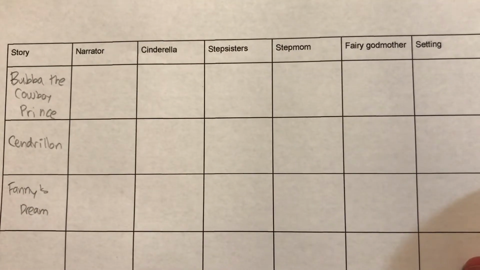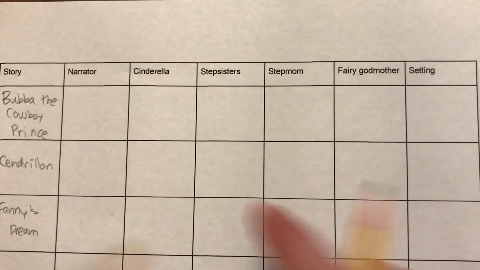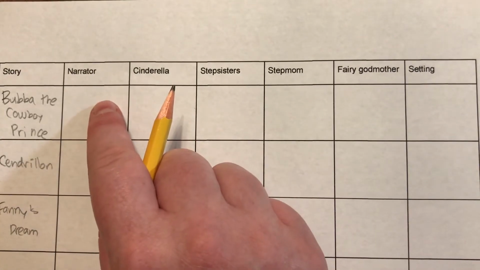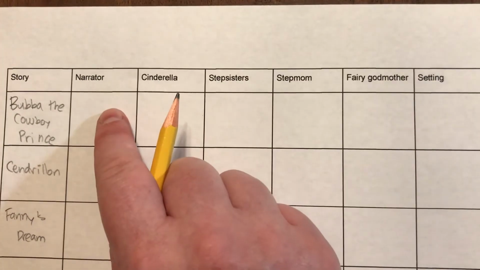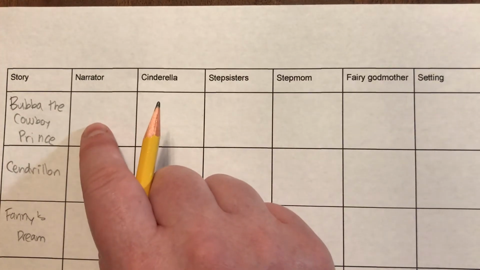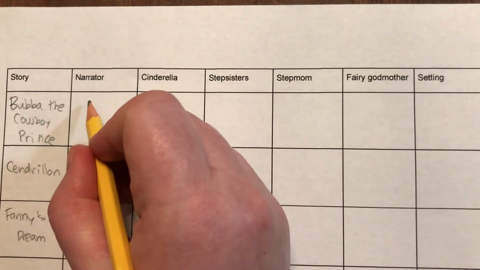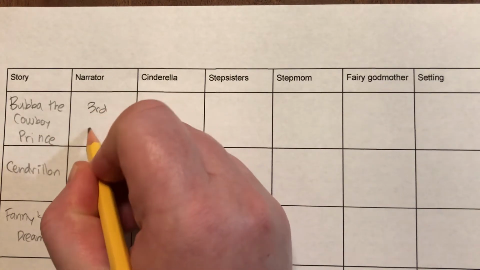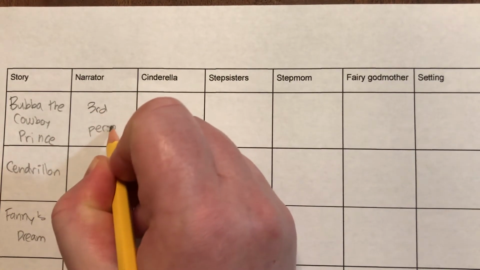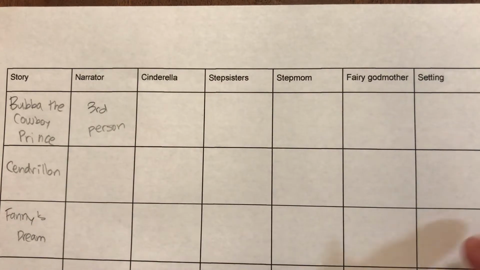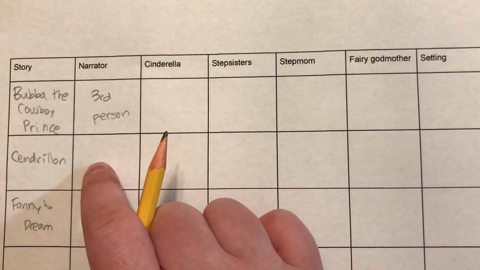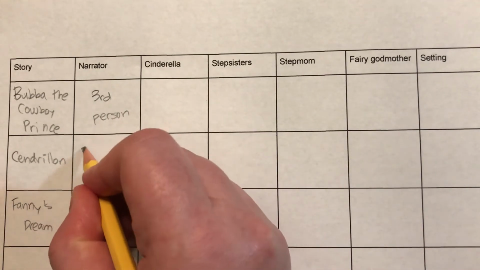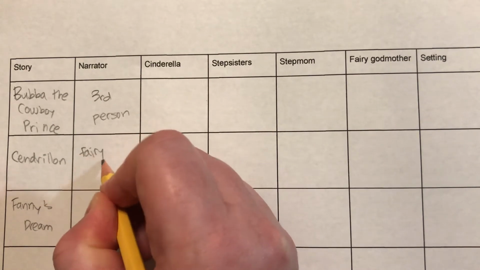So I'm going to think about the story Baba the Cowboy Prince. First I want to think about who is the narrator? Who's telling the story? Well, in this version of it, the story is told in third person. So it's just kind of this outside person telling the story. Now, when I think about the narrator in Cendrillon, it's the fairy godmother who's telling the story.